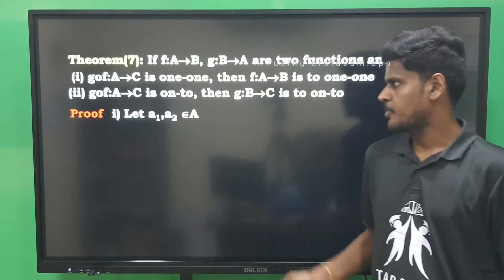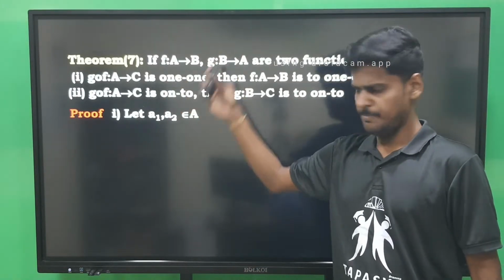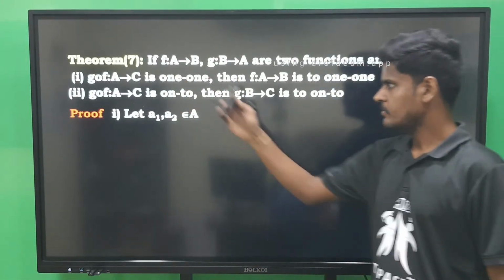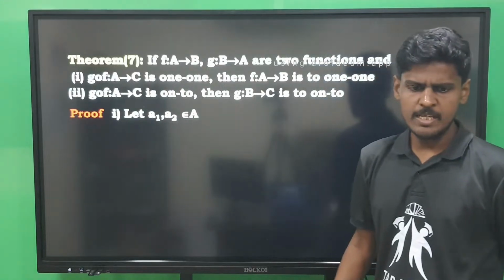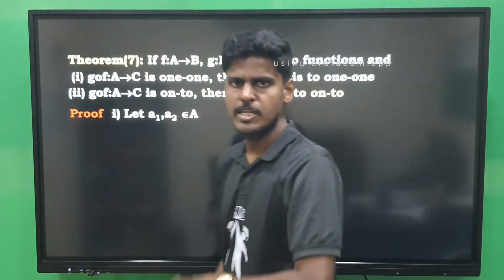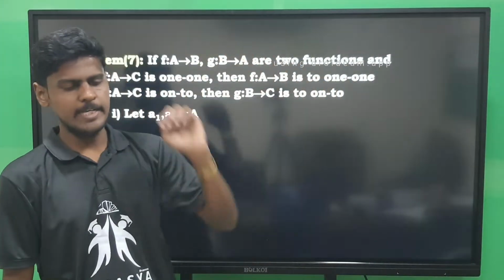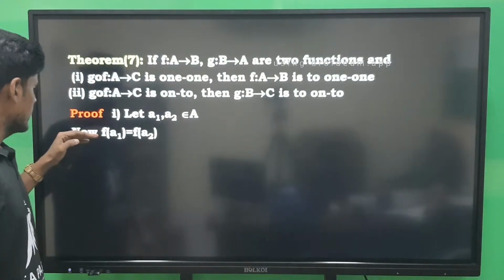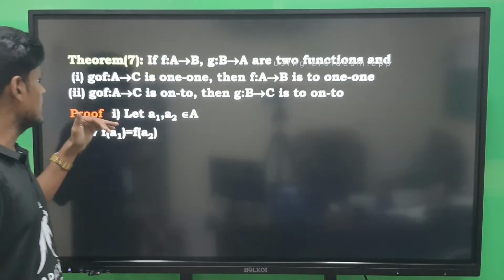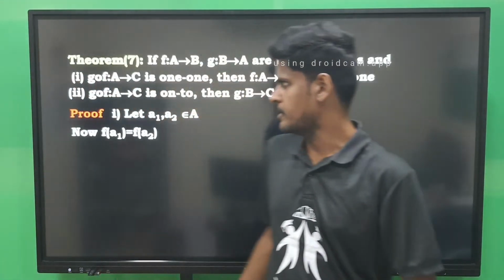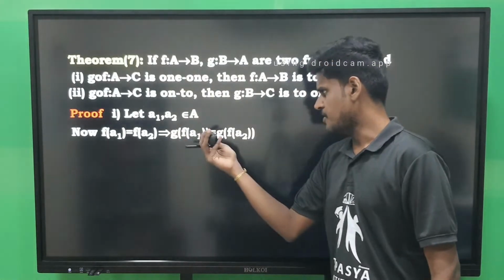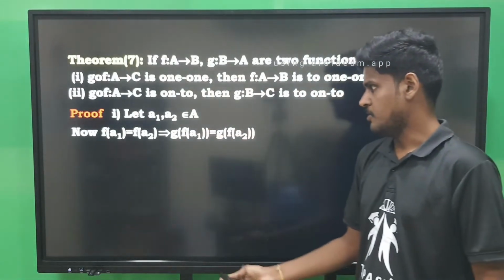So we will discuss the proof for this. Proof for first statement. G of F is 1 to 1 means G of F of A1 equal to G of F of A2 means A1 equal to A2. That is what we need to prove. F of A1 equal to F of A2. Let's assume F of A1 equal to F of A2. Then G of F of A1 equal to G of F of A2.